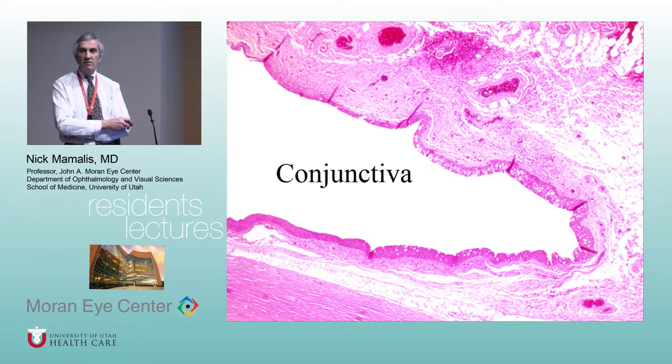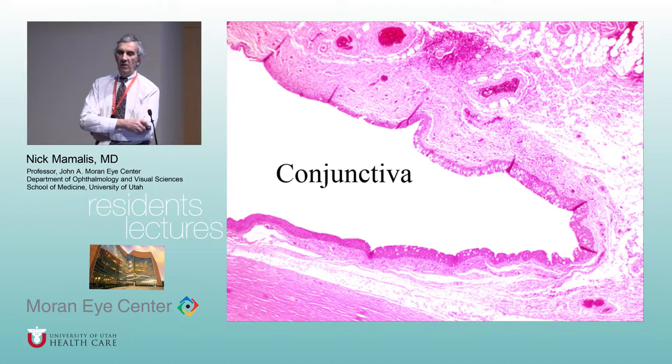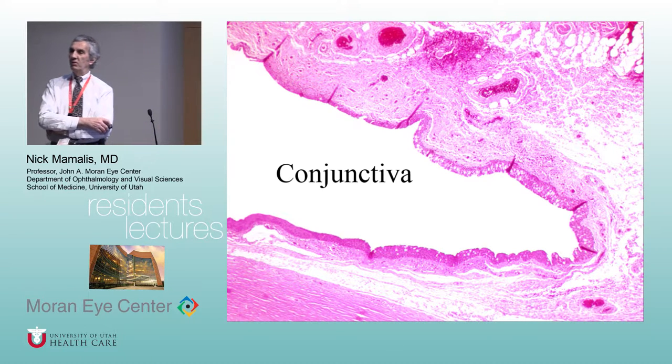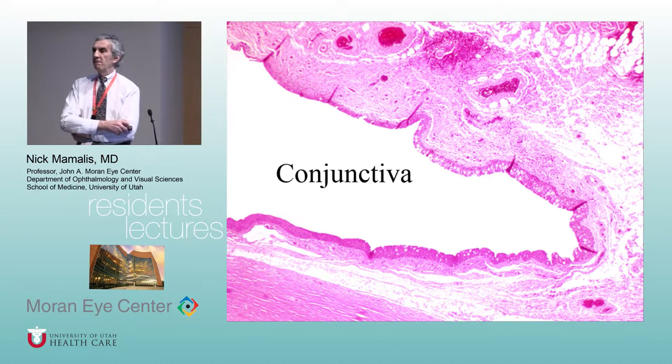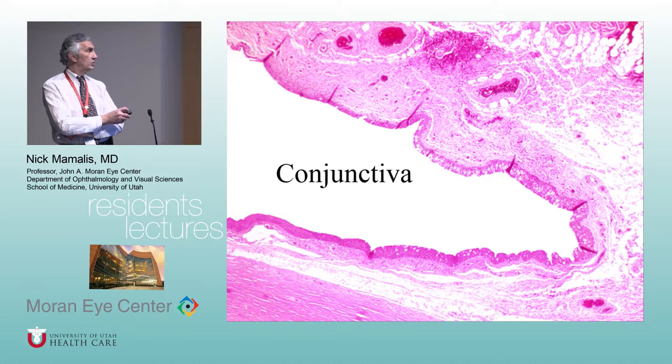All right, conjunctiva. So Becca, what are the three parts of the conjunctiva? We talked about one. Palpebral, so that's the part that lines the eyelid. Bulbar, and then what's in between? The fornix. The fornix, or the fornicial conjunctiva.